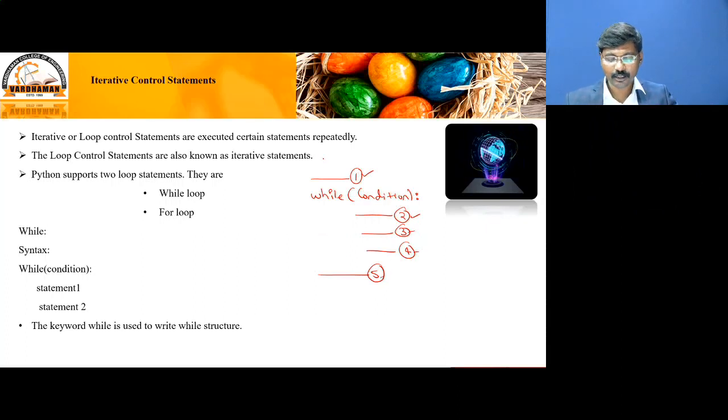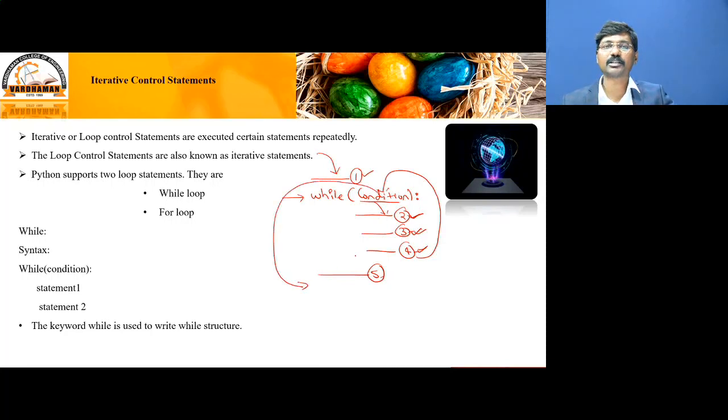First the controller will try to execute statement number 1, and then it comes to while and checks the condition. If this condition is true, the controller will come inside and try to execute statement 2, statement 3 and statement 4, and then the controller will once again get back to the condition. If the condition is true for the second time, statements 2, 3, 4 are executed and this process repeats. Once this condition becomes false, the controller will come out and execute the general statements if there are any. Here statement number 5 is a general statement that will be executed.